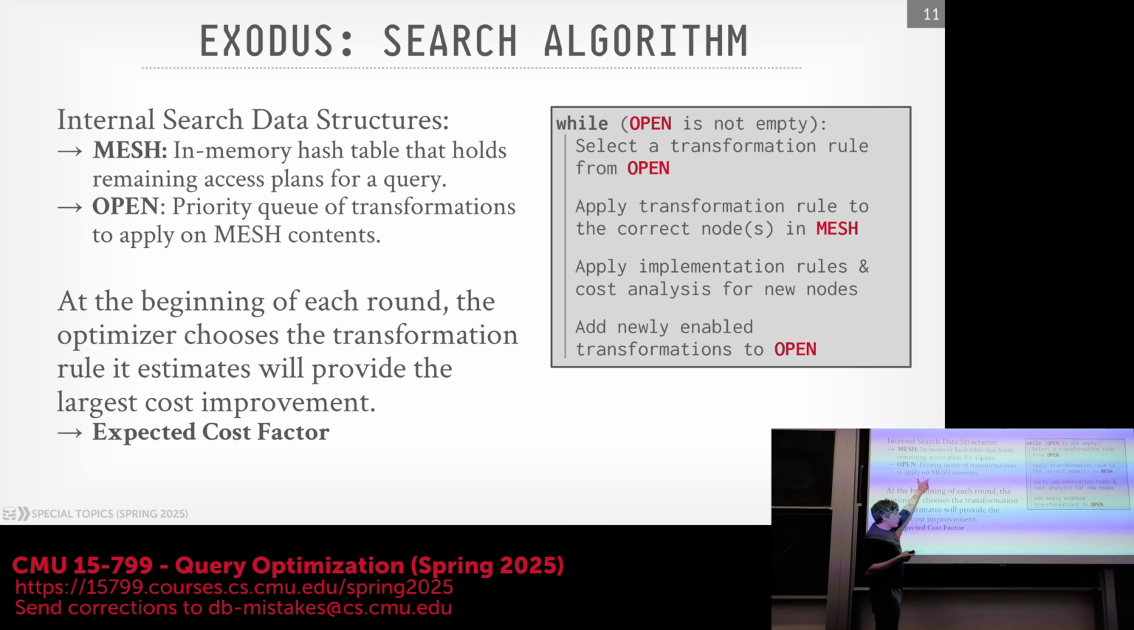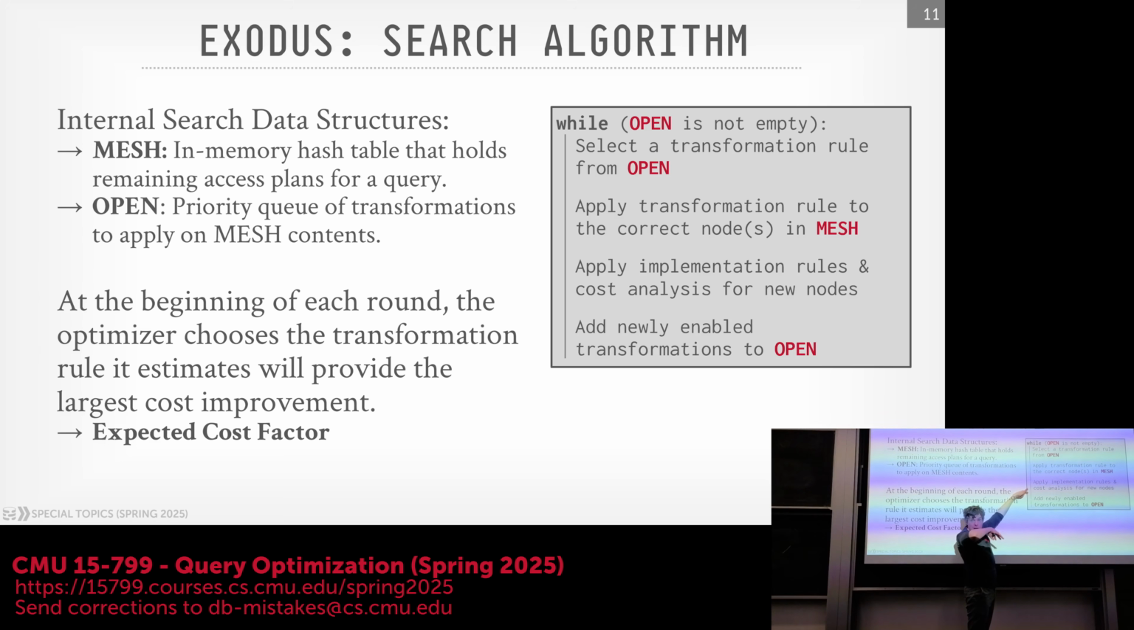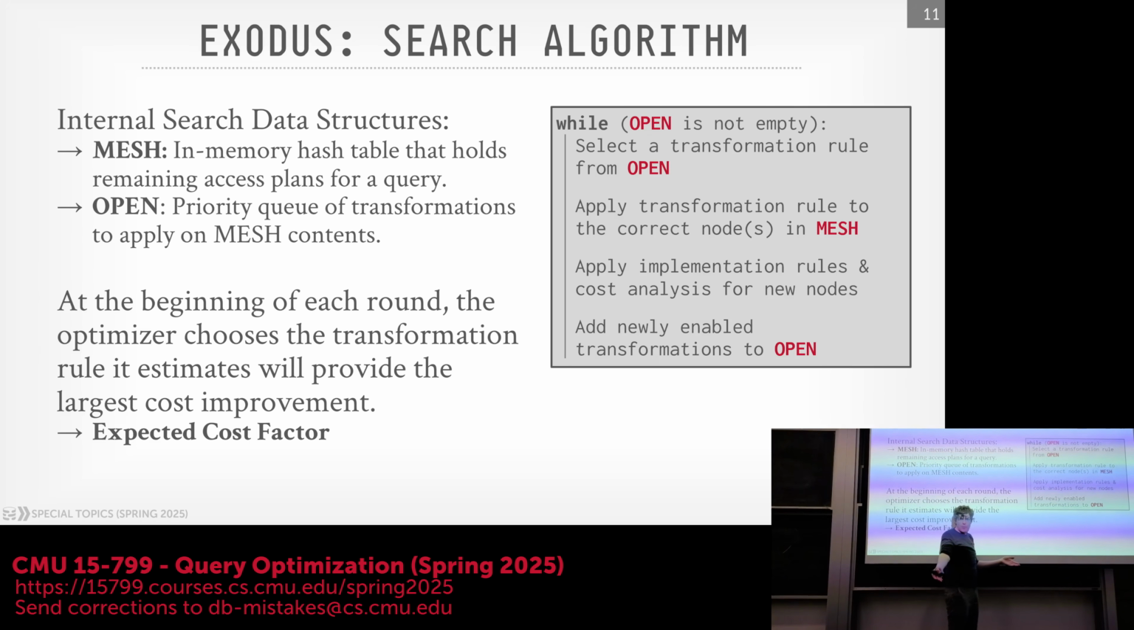While there are more transformations to perform, you select the first one from the queue, and apply all the transformation rules based on the things that exist in the mesh. Then you do the implementation rules to convert all the logical operators that you've generated from the second step here. Now you immediately convert them to physical operators and do the cost analysis to figure out which one is actually the best one to pursue.